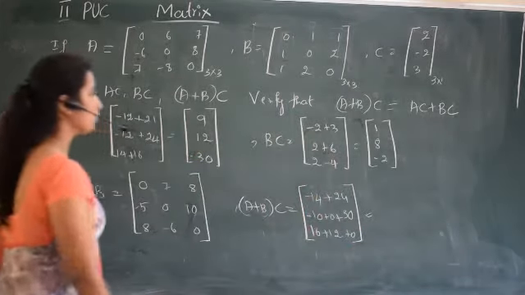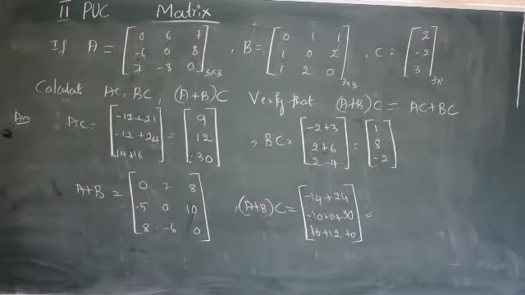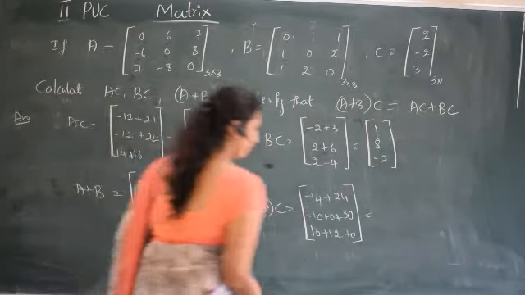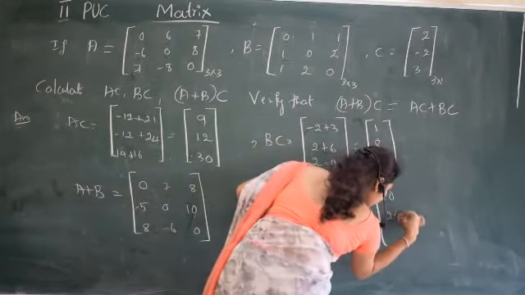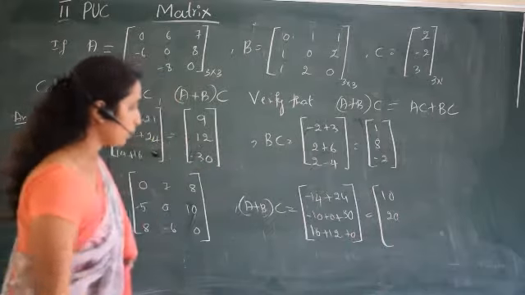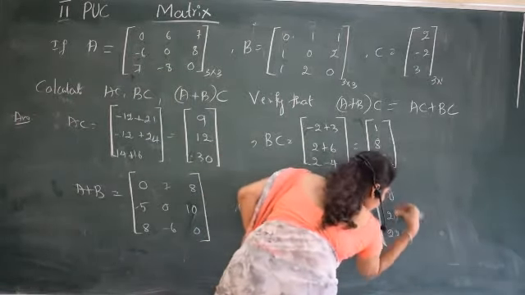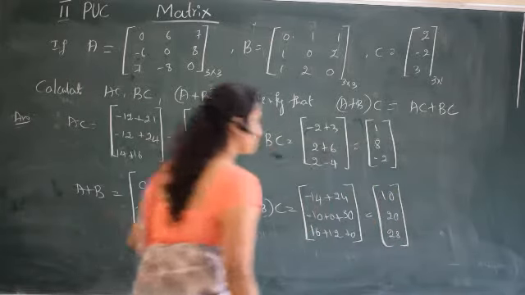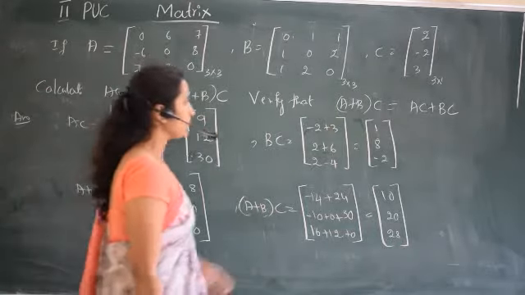This is equal to, we get 24 minus 14 is 10, 20, then 12 is 28. So we have calculated A plus B and (A plus B) into C. The thing is we have to verify (A plus B) into C.